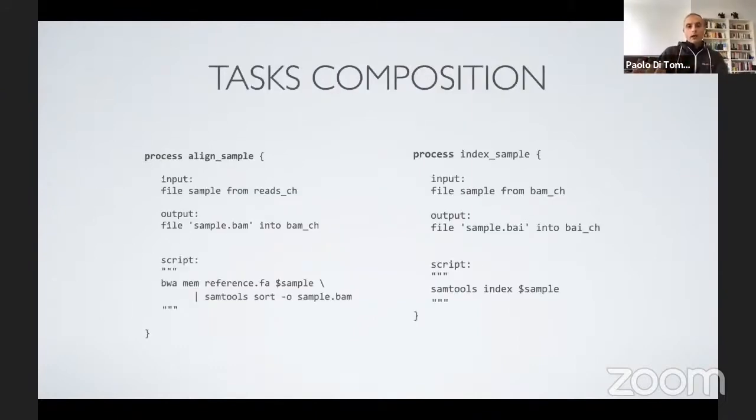And then, what is a Nextflow pipeline? It's just a composition of many of these processes that are linked in this manner. We have a channel that is produced by the execution of this task that is linked here like an input. So we establish a relationship, and now the process in the example depends on the process align sample.